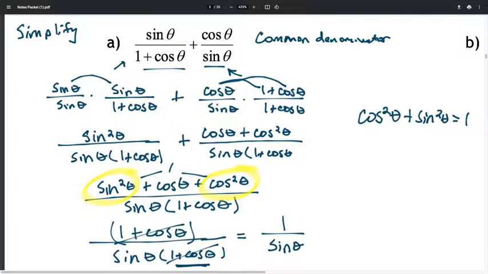So I've got it down to one trig term, but it's still a fraction. So I need to change that using the reciprocal identity to cosecant theta. So now that is simplified. No fraction and one trig term.